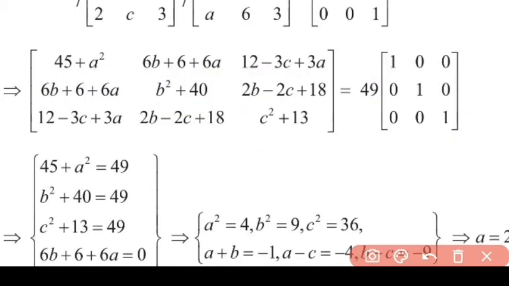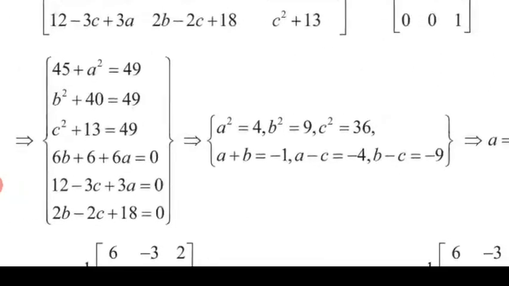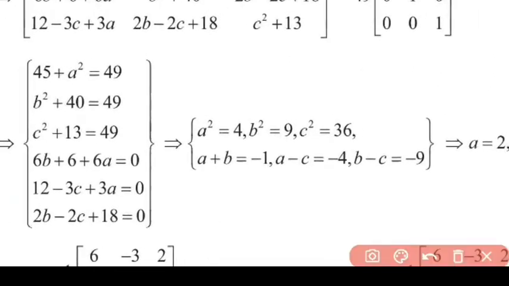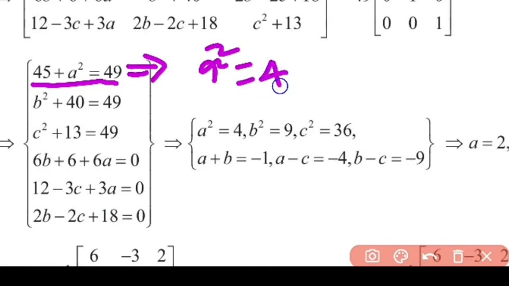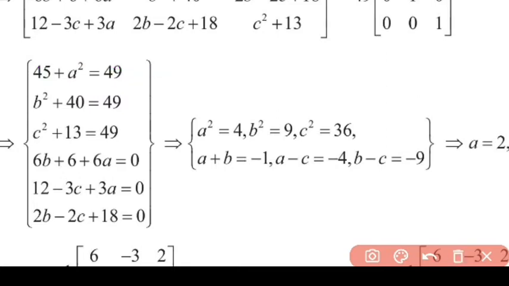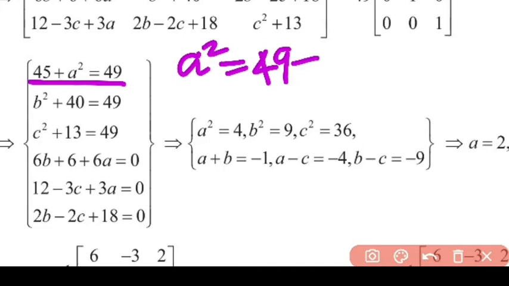So from this equation, A square equal to 49 minus 45. Transferring 49 to that side, A square equal to 49 minus 45. I repeat, from this equation A square equal to, already 49 is there, and transferring 45, so it equals 4.